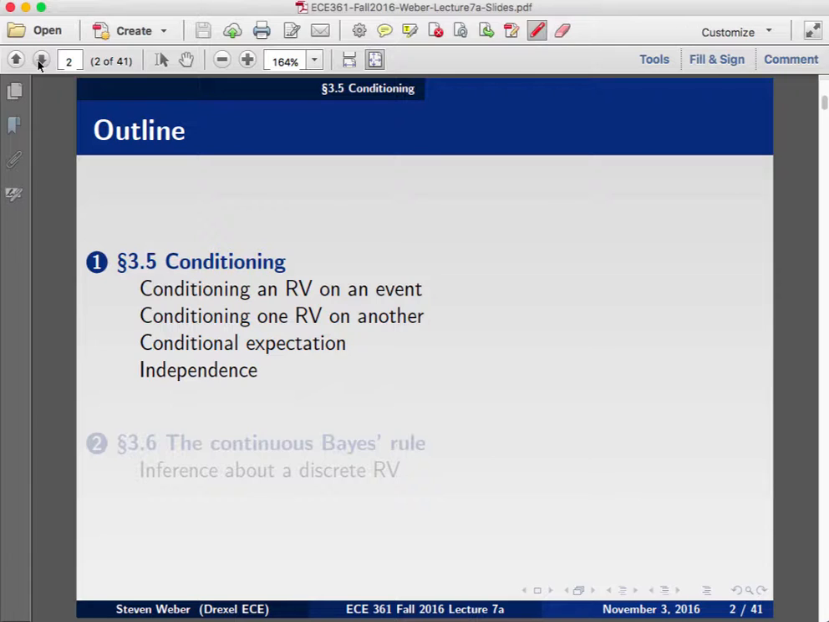This first part of the lecture will cover Section 3.5, conditioning, and we'll have the following four subsections: conditioning a random variable on an event, conditioning one random variable on another, conditional expectation, and independence. Let's first start with conditioning a random variable on an event.